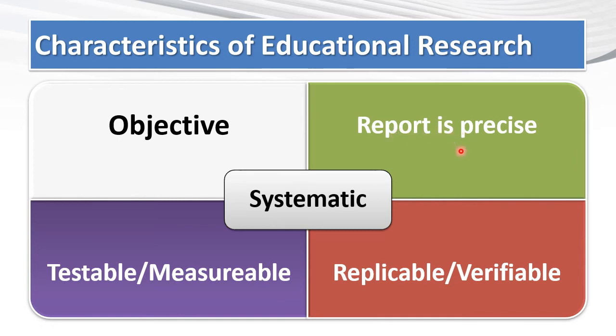Very precise. Next is that it is testable and measurable. That is to say, the research is not speculative, but rather it is quantifiable. And lastly, educational research is replicable. So, the results or findings of the research can be verified by other researchers or other persons in various fields. That is talking about replicability as a characteristic of educational research.